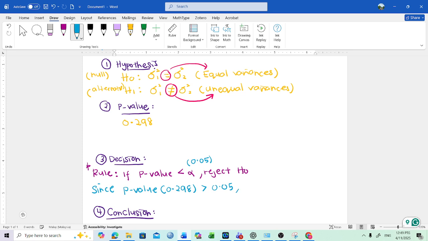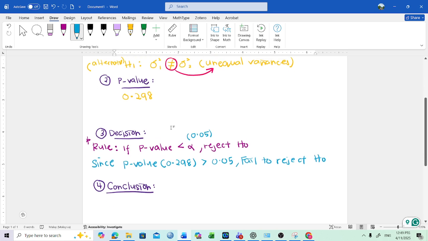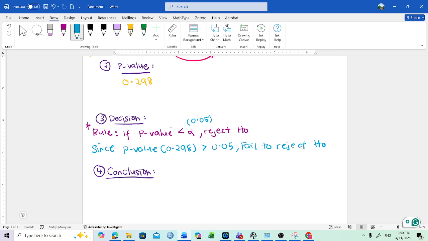So what do we want to do? The decision is fail to reject. Fail to reject meaning that we cannot reject the null hypothesis. This is the decision. And then go straight to the conclusion.